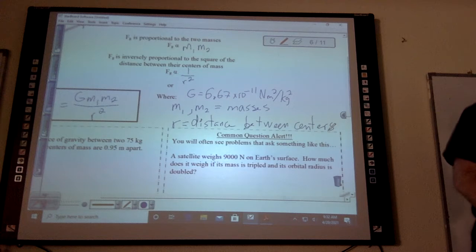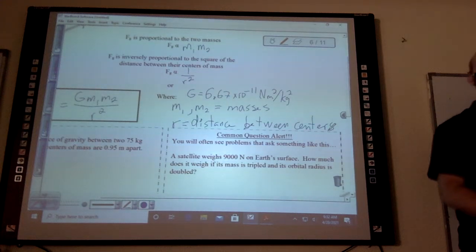So r is not the radius. Please don't get confused by that. R is the distance between the centers.